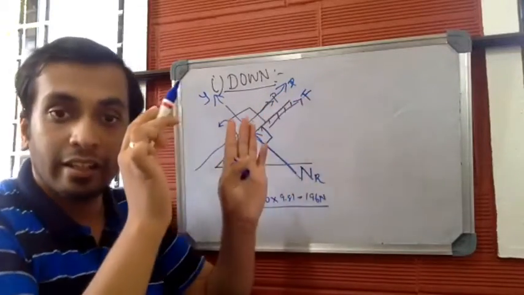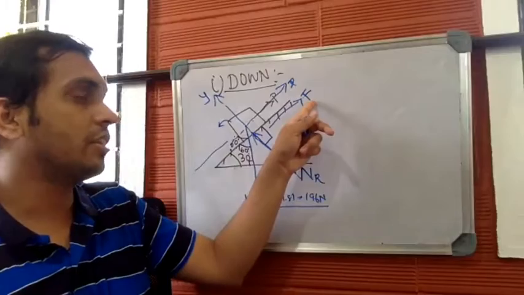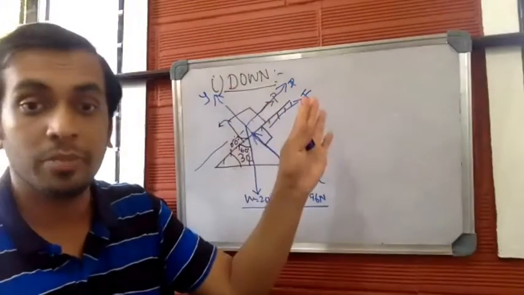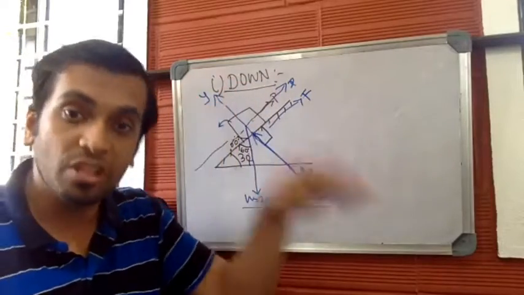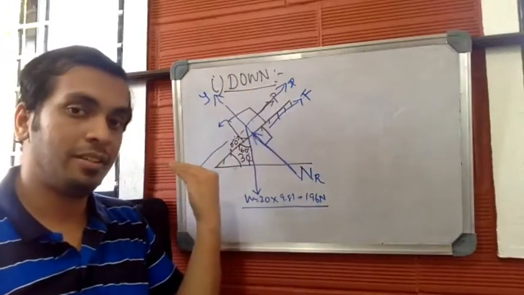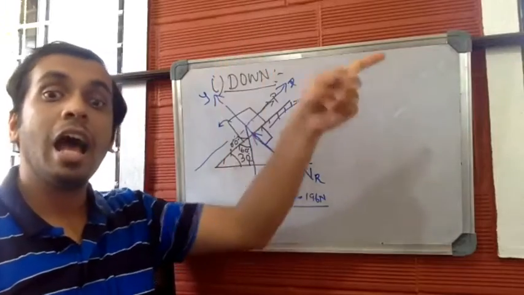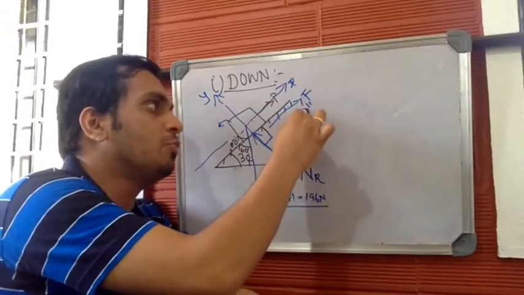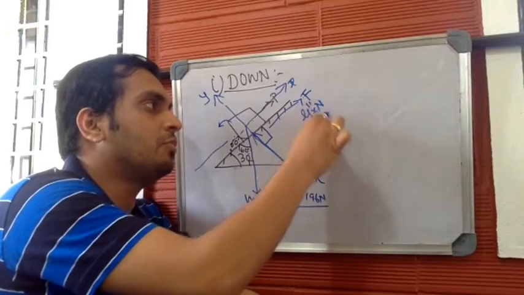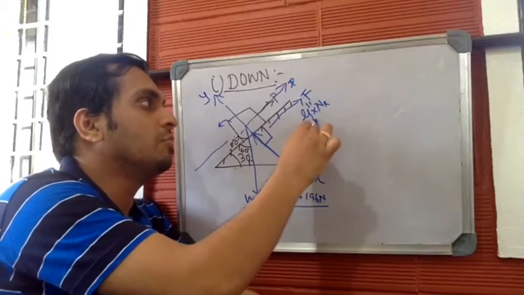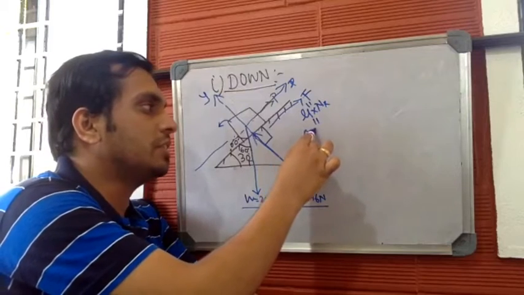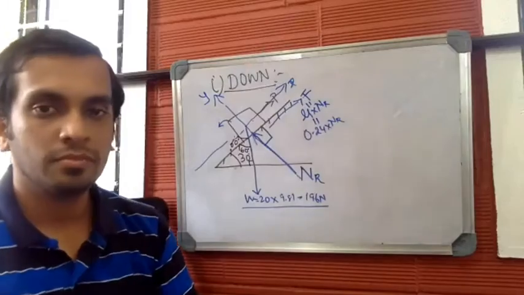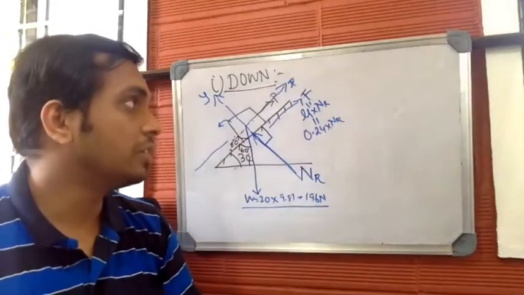Again, I'll clearly define it: the direction of frictional resistance will not depend on the direction of external force. Remember this. It depends only on the direction of motion of the body. Here the body moves down the plane, so frictional resistance should be acting up the plane. Frictional resistance can be written as mu into NR, normal reaction. So mu is 0.24 here, as per the given data, it is 0.24 into NR. So this is step number 4.